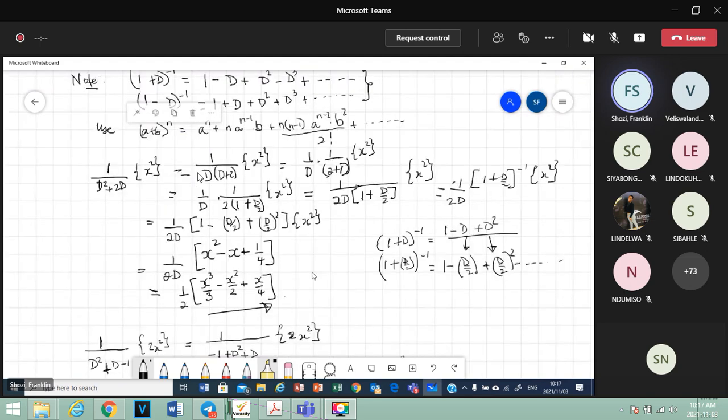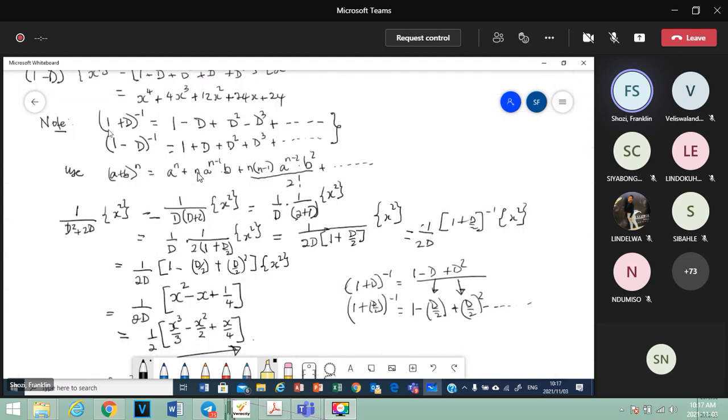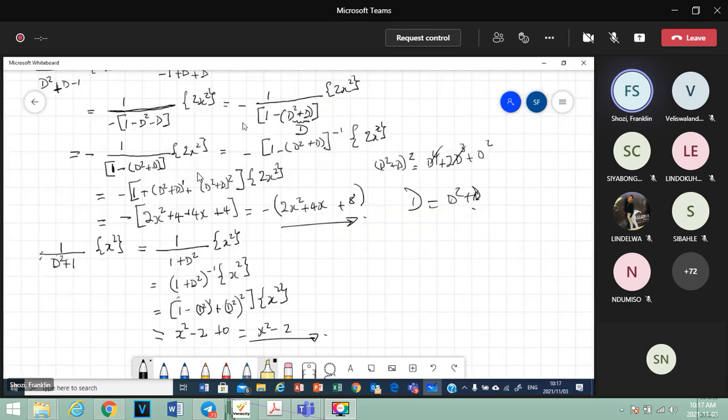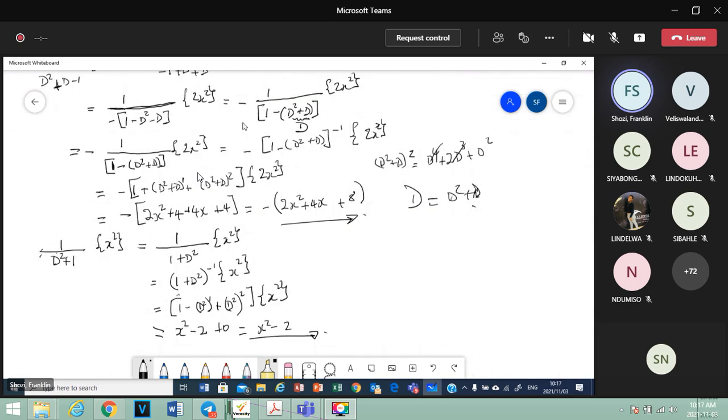My expansion is 1 plus d to the power minus 1, or 1 minus d to the power minus 1. So with everything I come across, I will always try and express it in terms of what I know.